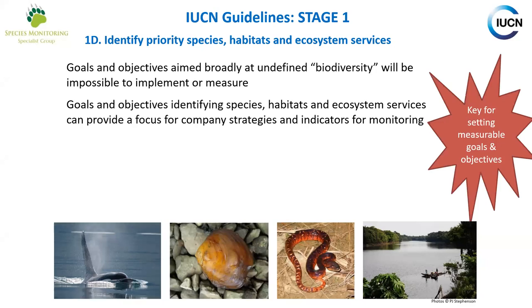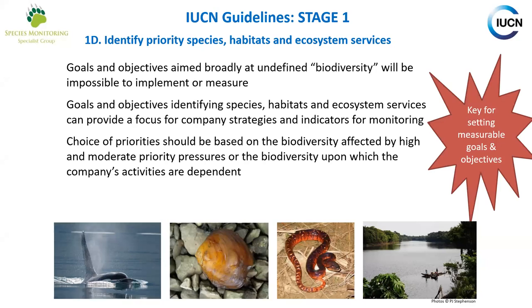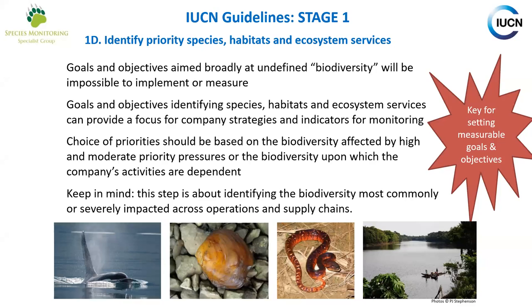So the point I would flag here is this step of looking in detail at biodiversity is key for setting measurable goals and objectives. The choice of the biodiversity priorities should obviously be based on the biodiversity affected by the high and moderate priority pressures, and also on the biodiversity upon which the company's activities are dependent. You also need to keep in mind at this stage, again, like the pressures, this is not about identifying all of the biodiversity affected by the company, but the most commonly affected species or those most impacted by operations.